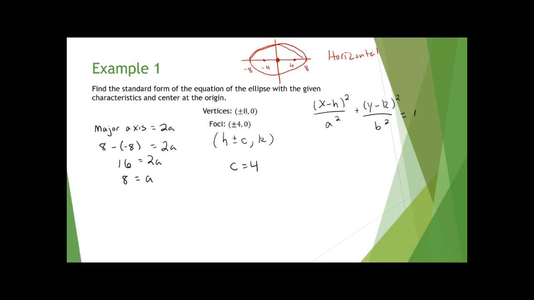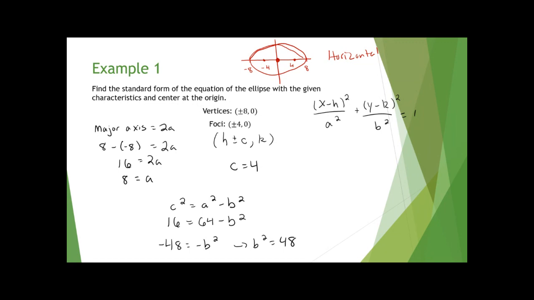Now we've got a, we have c, but we need to find b. That comes from our formula c squared equals a squared minus b squared. So now we're going to plug in numbers. C is 4, so c squared is 16. A is 8, so a squared is 64. And then minus b squared. So 16 minus 64 gives us negative 48, which is negative b squared, which means b squared is equal to 48.